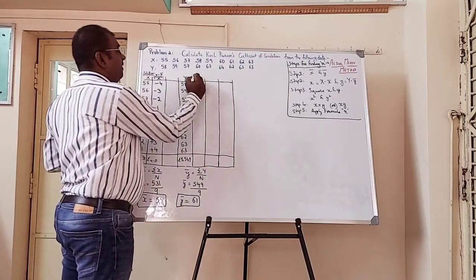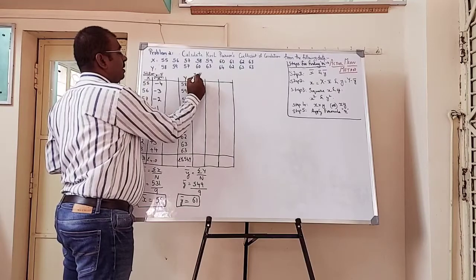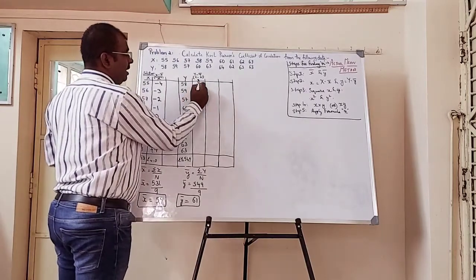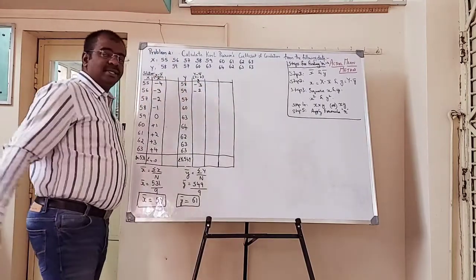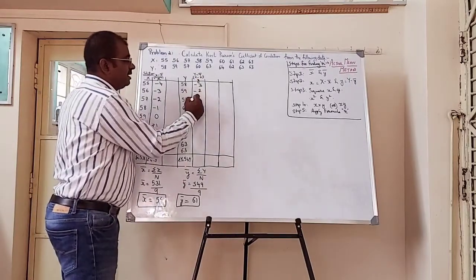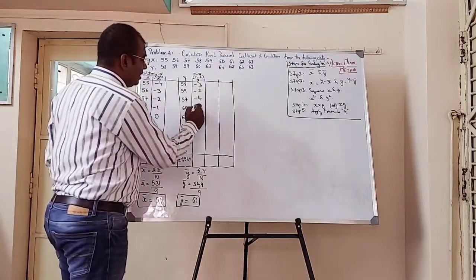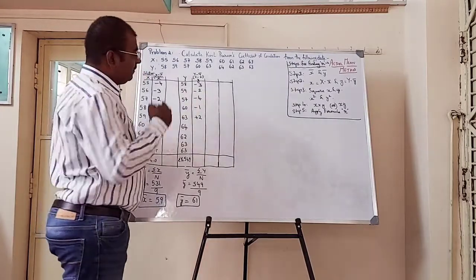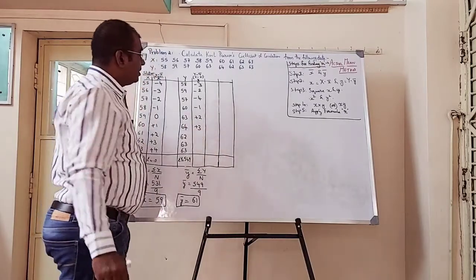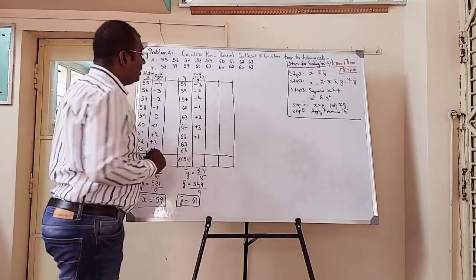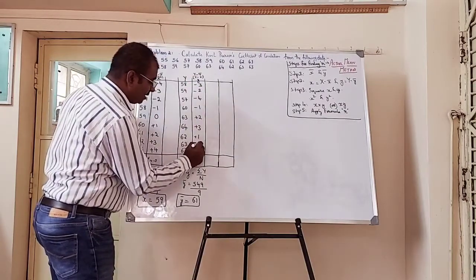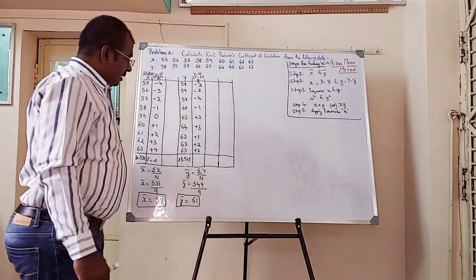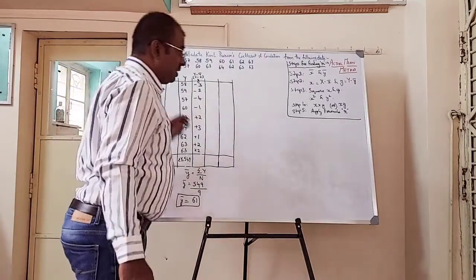Similarly, we are going to find out the deviation of y, which is y minus y bar, that is y minus 61. 58 minus 61 is minus 3. 59 minus 61 is minus 2. 57 minus 61 is minus 4. 60 minus 61 is minus 1. 63 minus 61 is plus 2. 64 minus 61 is plus 3. 62 minus 61 is plus 1. 63 minus 61 is plus 2. 63 minus 61 is plus 2. Next, this is step number 2.